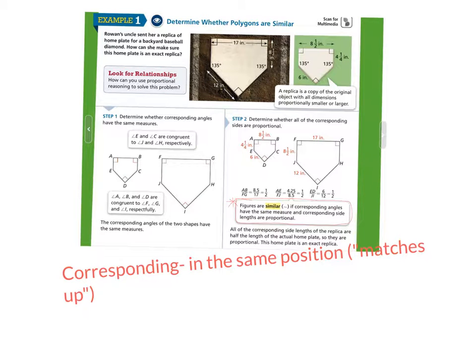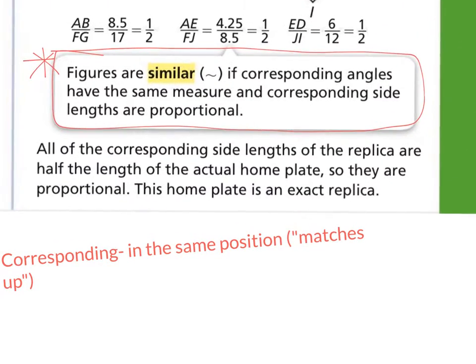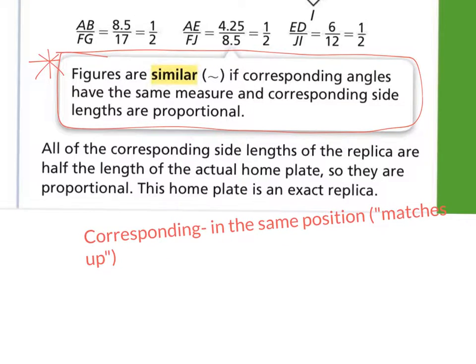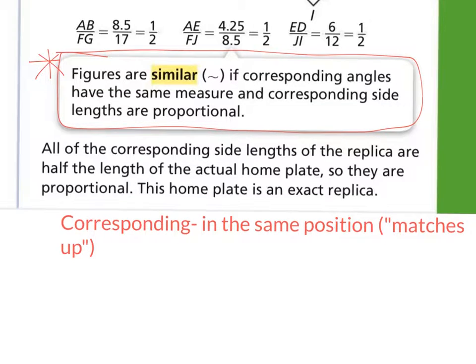This lesson is about similar polygons. So, similar shapes. We have a little symbol, looks like a little squiggly sign. Shapes are similar if their corresponding angles have the same measure and the corresponding side lengths are proportional. Corresponding basically means that they are in the same position or they match up with each other.